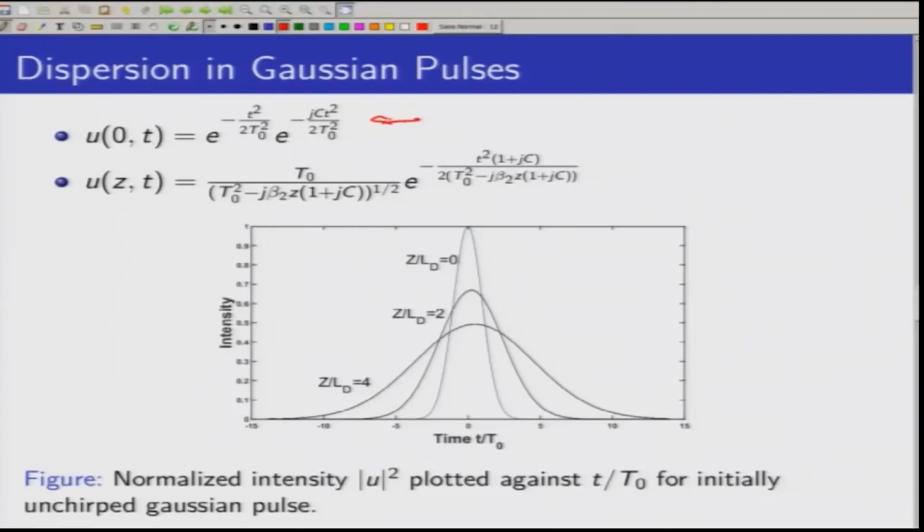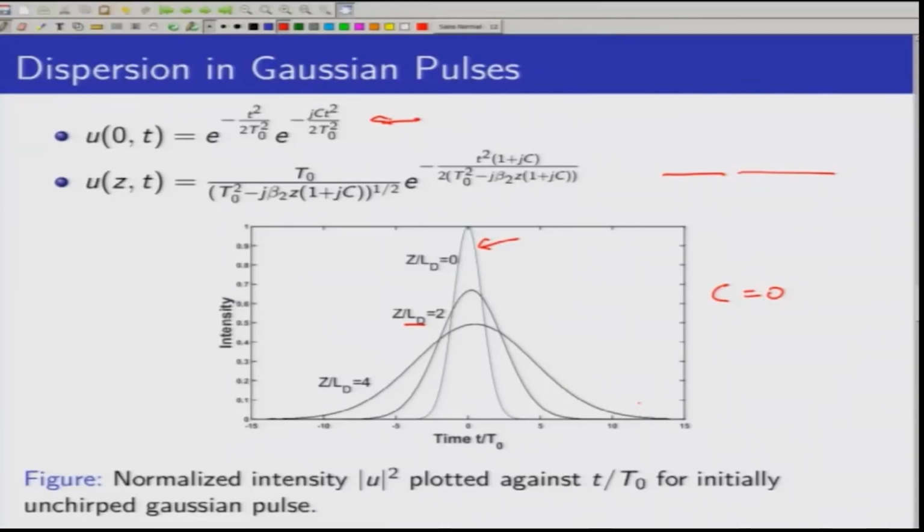This figure is for c equal to 0, for initially unchirped Gaussian pulses. What happens? The incident pulse looks like this. Now, as we move along twice the dispersion length, where LD is the dispersion length, we see that there is significant broadening of the pulse, and in fact, if we move even further, we will see the pulse broadens even more. So, this is the effect that dispersion has on pulses.